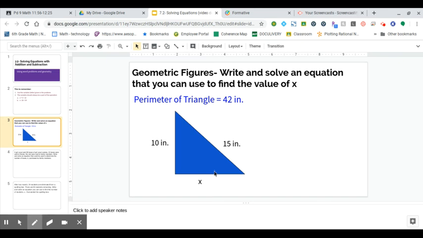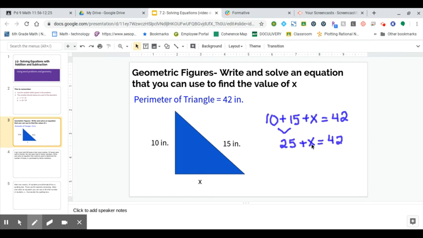The first example that we're going to look at is how to solve for a missing side length by writing and solving an equation. So we're told that the perimeter of this triangle is 42 inches and we're given 2 out of the 3 sides. In order to find the perimeter, we would have to add the 3 sides together. So we would start out by writing 10 plus 15 plus x, the 3 sides, would add up to equal that perimeter of 42 inches. Now we have two constants here that we can add together to simplify a little bit. So 10 plus 15 simplifies to 25 plus x is equal to 42.